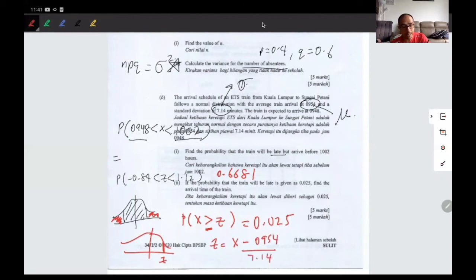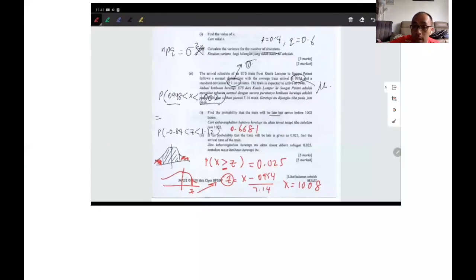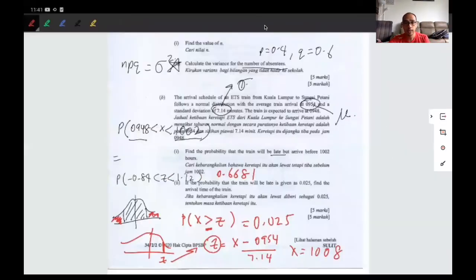Kamu kena carilah nilai Z inilah daripada jadual. Okay, and you will get the final answer, X equals to 1008. Is it 1008 or 1003? 1008, yeah. Okay. So because I don't have the jadwal here, sorry, I don't have the jadwal with me.